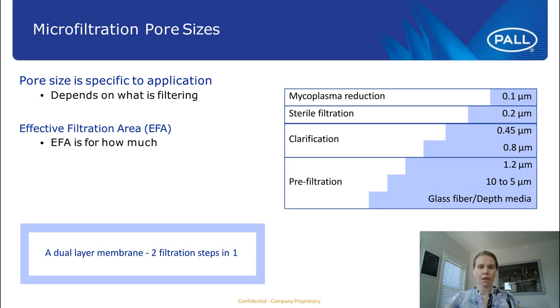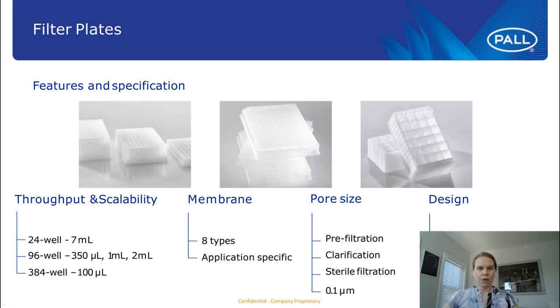Now let's move on to the filter plates product family overview. Over here you can see listed the parameters and specifications that our filter plates come in. And of course, we have a huge selection of filter plates available that range in throughput, membrane, pore size, as well as design. When we talk about throughput, we offer 24, 96, and 384 well filter plates. Of course, all those plates also vary in the volume of sample that can be processed, and in membrane and pore size.